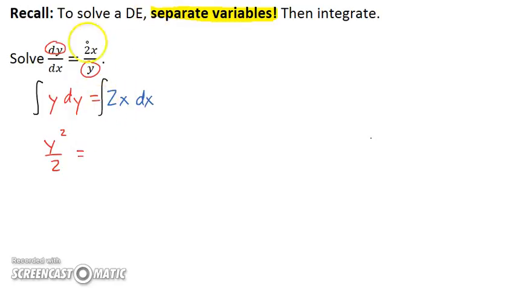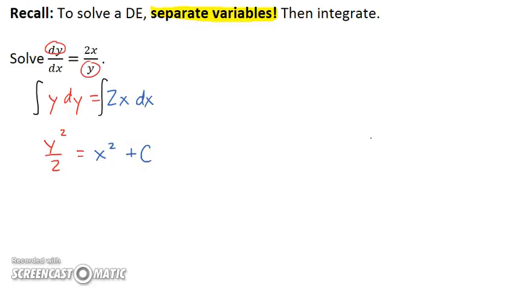On the right side, I need the integral of 2x dx, and that's x squared. Now I'm going to put the constant here, and here's why. Technically, I'm supposed to have a constant of integration here and a constant of integration here, but since they're both arbitrary constants, I'll just subtract this arbitrary constant from both sides, and I'll call that c.